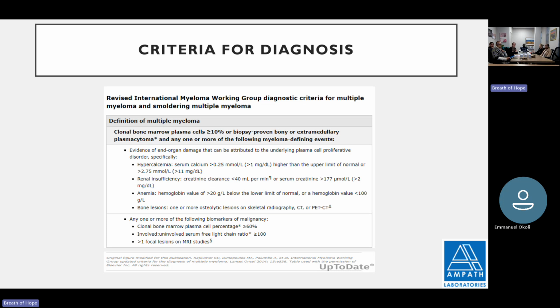Sometimes it's difficult. You'll see a patient with mild renal dysfunction, but not fulfilling the criteria of multiple myeloma. In those cases, it would be nice, if possible, to do a renal biopsy to diagnose the new entity of the WHO, where they're diagnosed with the renal abnormality.